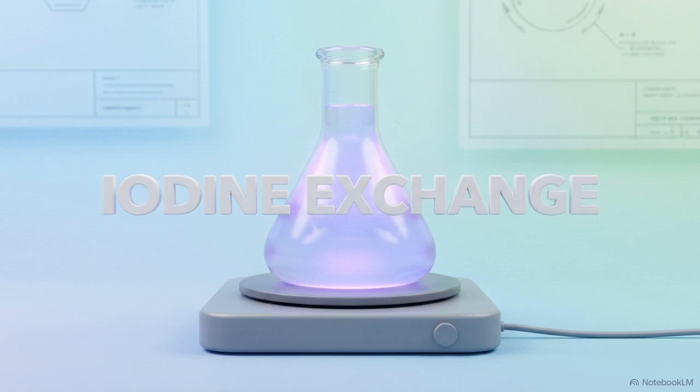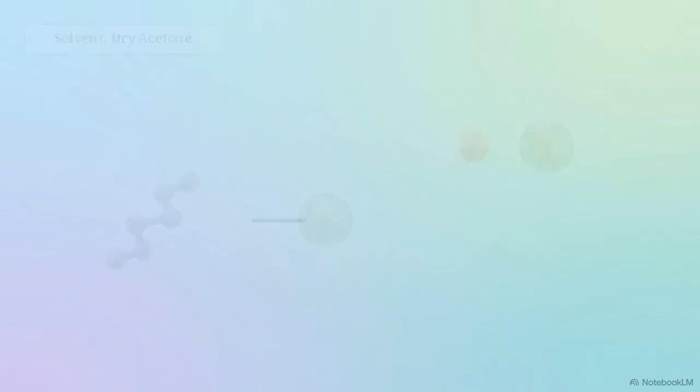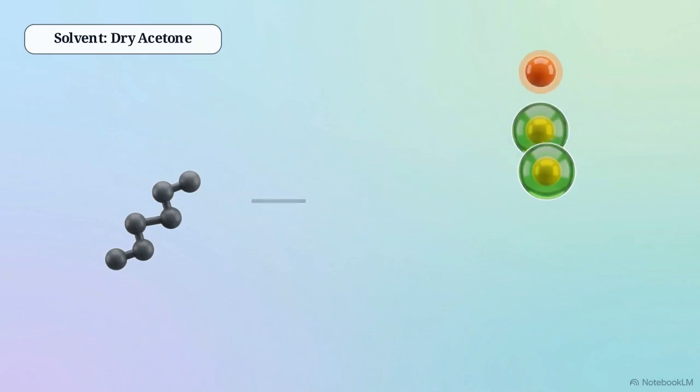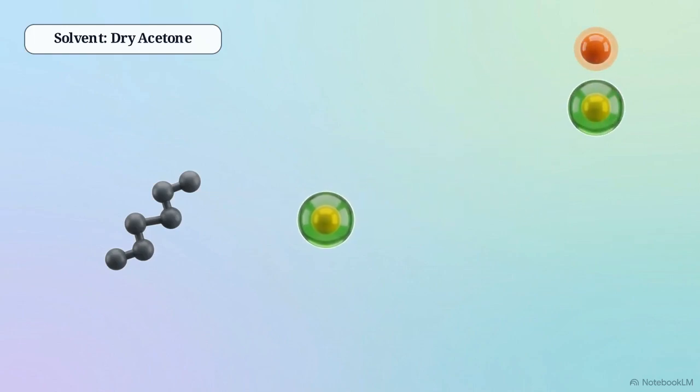When the goal is to attach an iodine atom, chemists deploy the Finkelstein reaction. Introduction of sodium iodide in a dry acetone environment allows the sodium to bond with the original halogen. As that bond breaks, it clears the path for the iodine to take its place on the carbon chain.